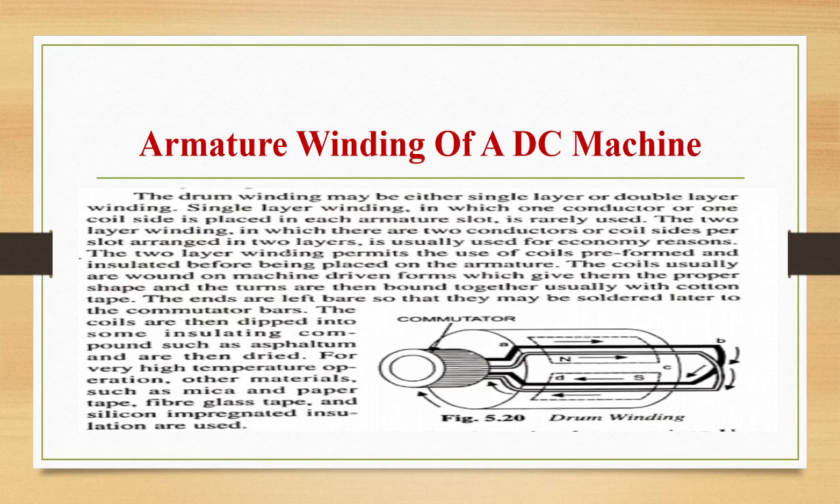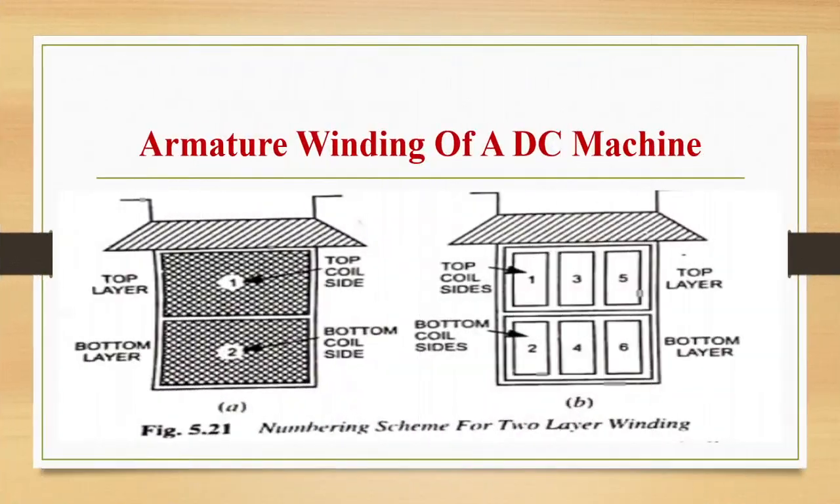It can be either single layer or double layer winding. Single layer winding, in which one conductor or one coil side is placed in each armature slot, is rarely used. Two layer winding, in which there are two conductors or coil sides per slot arranged in two layers, is usually used for economy reasons. So this is a numbering scheme for a two layer winding.